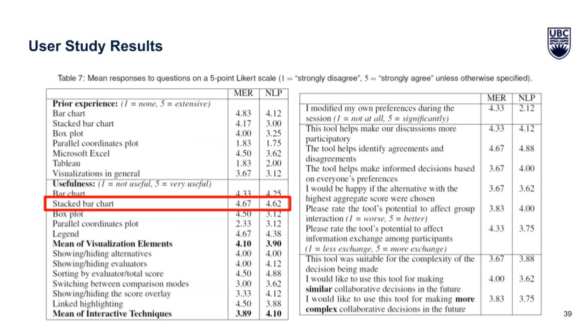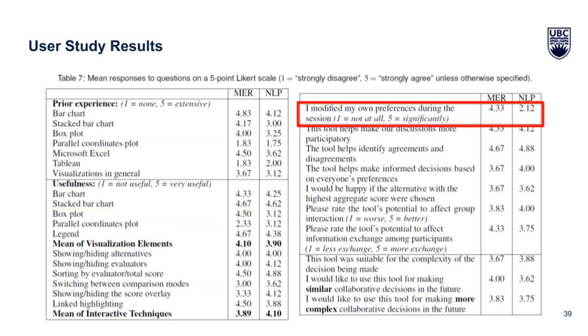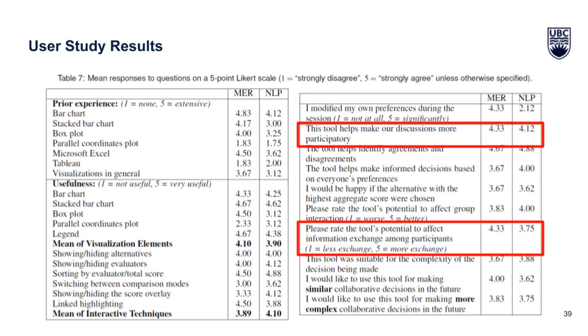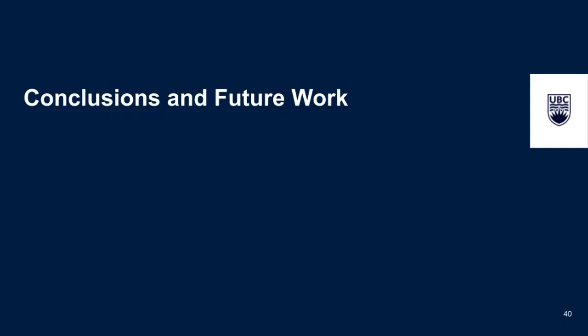In both studies, the stacked bar chart was deemed most effective, most likely due to its effectiveness in supporting comparisons between overall scores. All of the Meridian participants modified at least one of their preferences during the group discussion, as did half of the NLP participants. The results also indicate that the prototype can enable participatory discussions and increase information exchange. We close with some conclusions and recommendations for future work.